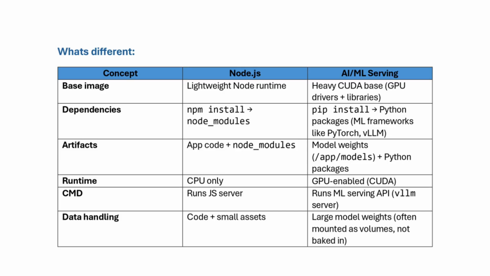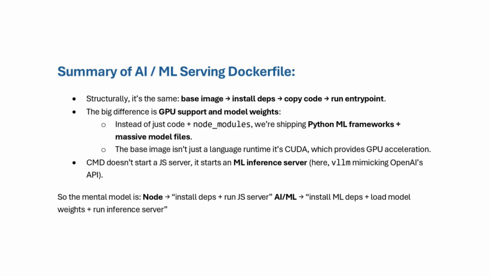Data handling in other languages, interpreted as well as compiled, other than AIML was with code plus small or minimal assets, whereas in AI or ML serving, it is large model weights, which is often mounted as volumes, not baked in. Now let's understand the summary of AIML serving Dockerfile. Structurally, it is same. Base image, that is installing dependencies, copying the code plus running entry point. However, the big difference is GPU support and model weights. Instead of just code plus node modules, we are shipping Python machine learning frameworks plus massive model files.